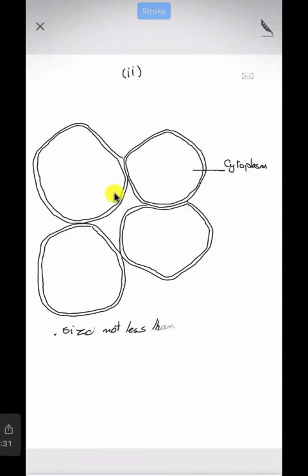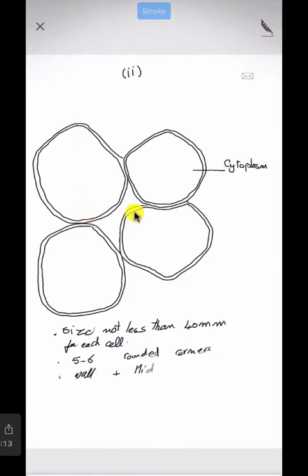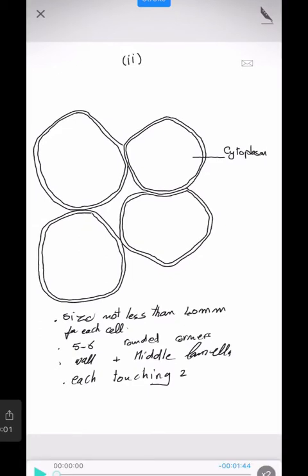Take care to take the full mark. You should make a proper size for the cells, big enough. At least the largest cell should not be less than 40 millimeters in its largest dimension. Also, you can see here we have the air spaces, 5 to 6 edges, rounded corners, and the wall is a thin wall, 2 lines, and at the neighboring condition we have a middle lamella.